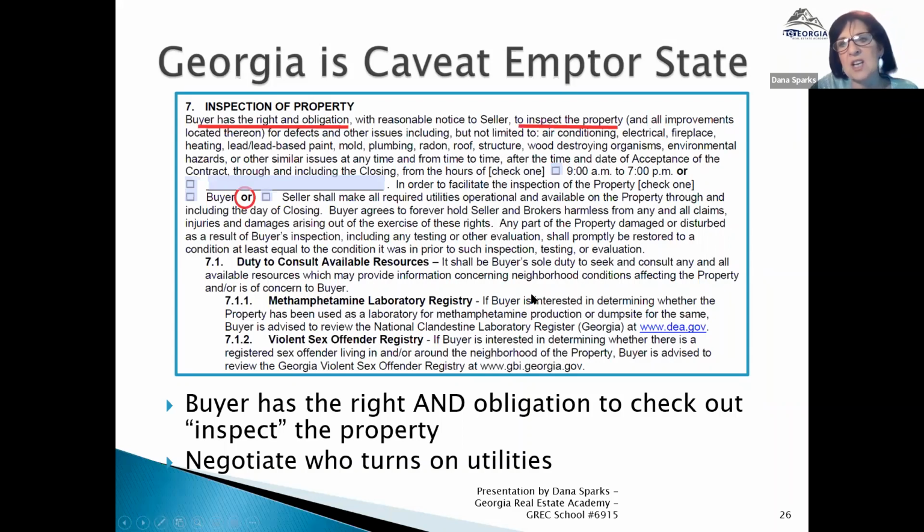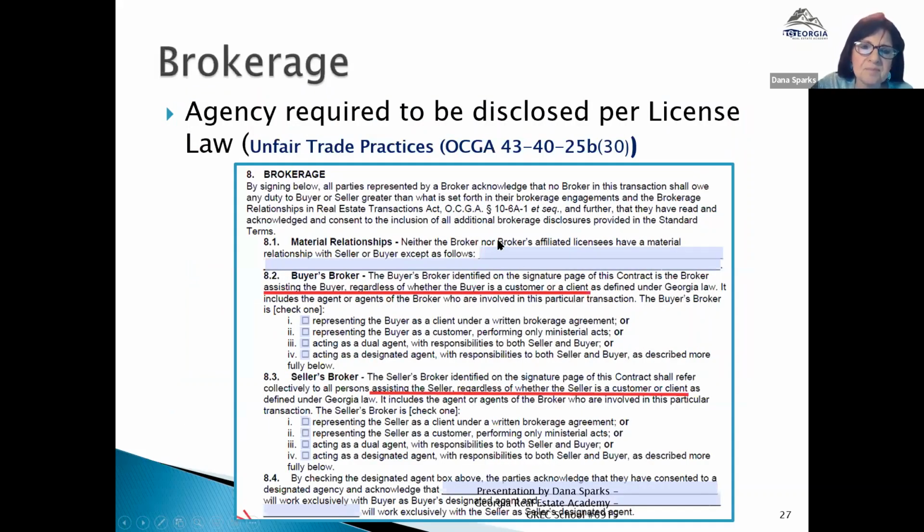Again, if you are an agent and you are working with a buyer purchasing a property and they've got young children, you might want to make sure that they're aware of this and that this is public information that they can look at. All right, moving on to the brokerage section.